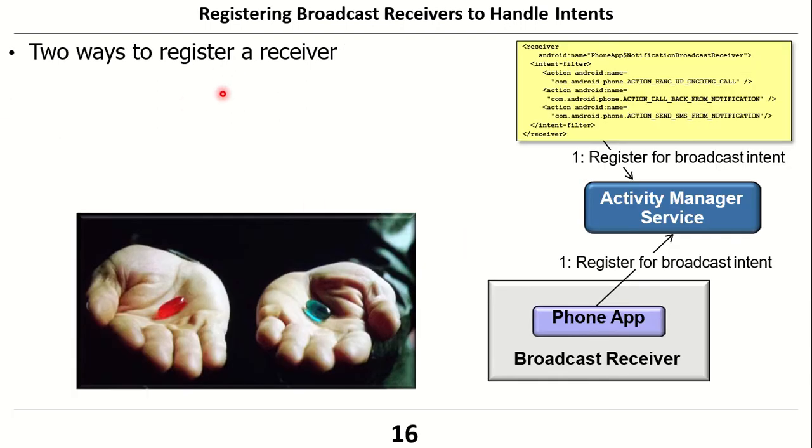There are basically two ways to register an intent. You can see that the activity manager is the center of everything. Whichever application wants the intent or the message, you can register with the activity manager in two different ways. And the activity manager will call the onReceive method, which is called a hook method or a callback method, whenever that intent occurs or has been passed from other apps.